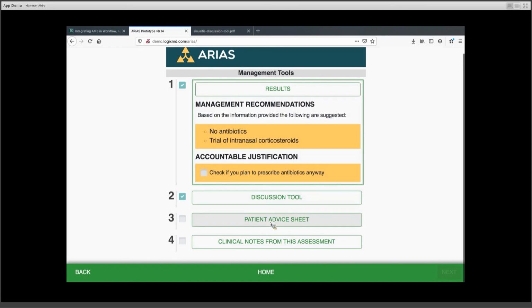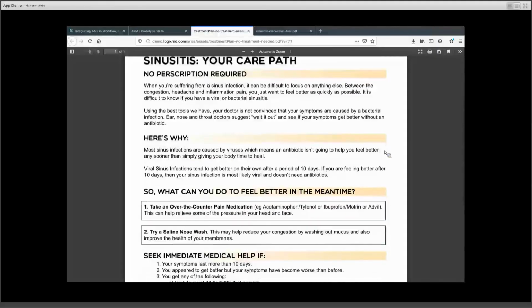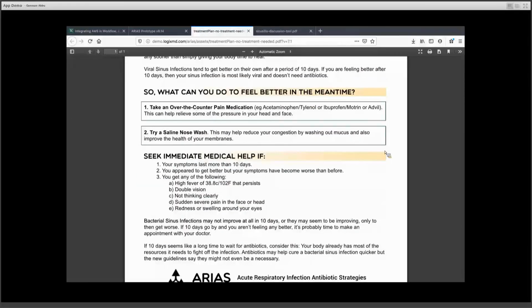So the next aspect of this is a patient advice sheet. And in this case, there was no antibiotic prescribed. So the patient advice sheet that one could print off and give to the patient will look something like this. Firstly, it shows empathy with the patient by providing information that explains that we understand how the patient feels. But here's the reason why we don't want to prescribe antibiotic. And then alternatives as to what one could do to feel better.